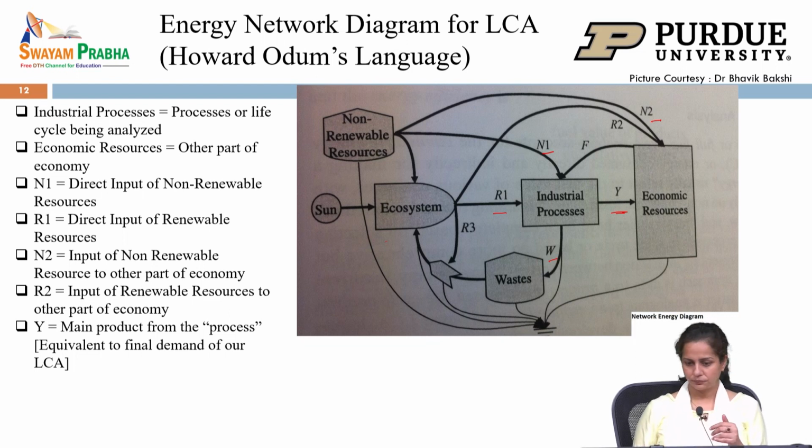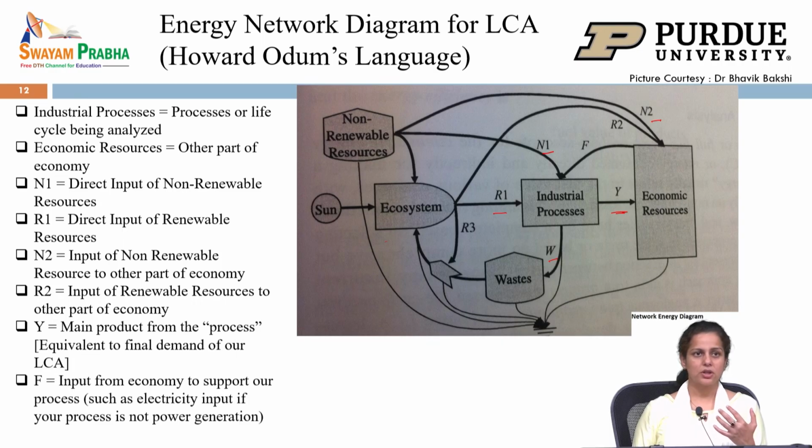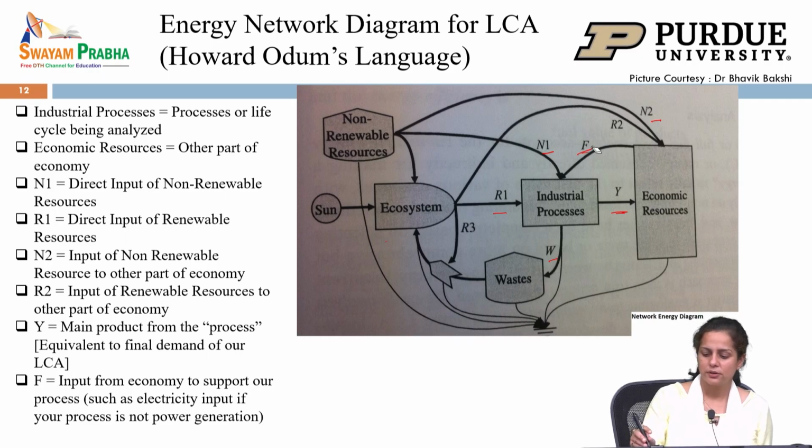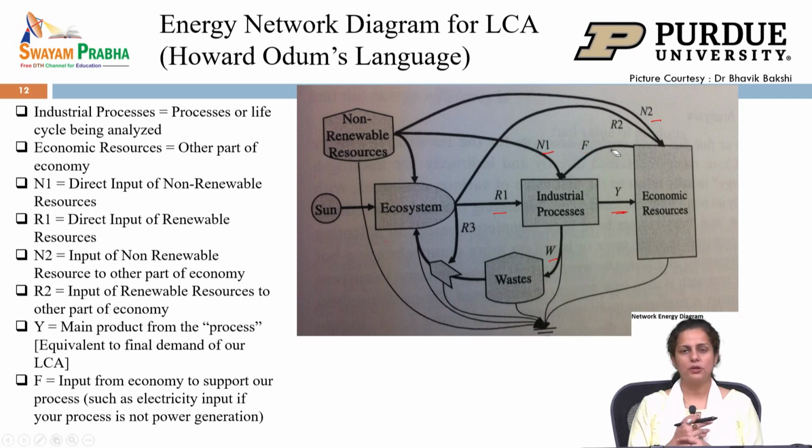So, now that we have the network diagram and we have all the flows defined for our system, let us look into the metrics. So, we already talked about F is equal to input from economy to support our process. So, we did not talk about this feedback loop, but we will leave it for now, because when it comes in the feedback loop for the network diagram itself.